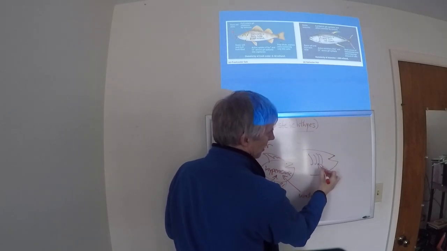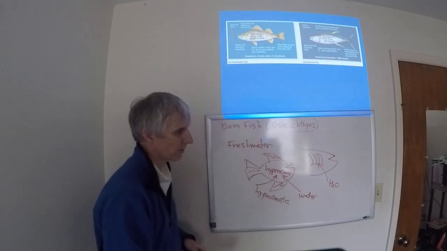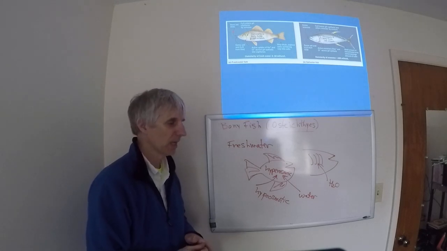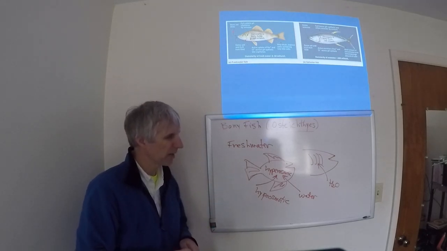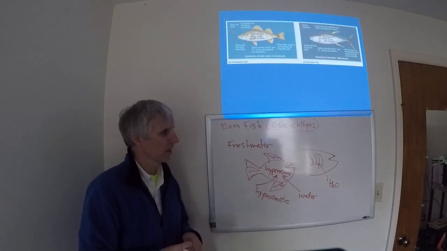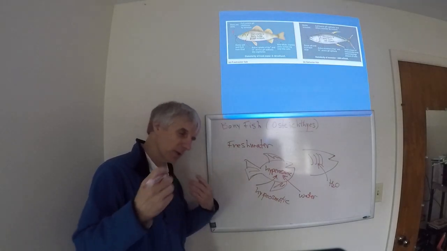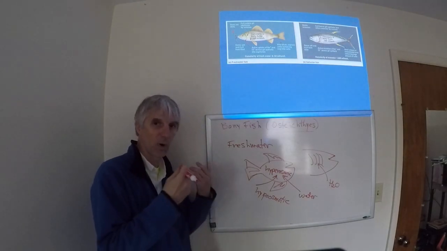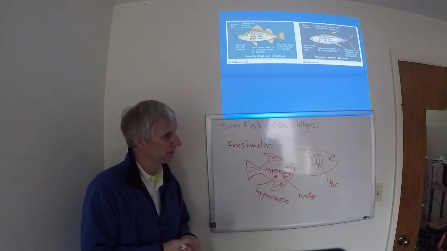Now, the place where most of this is going to happen, again, is these gills. Right here is where most of the water is going to enter into the fish. I can't provide a very good barrier to the movement of water here. So water is coming in through these gills all the time.